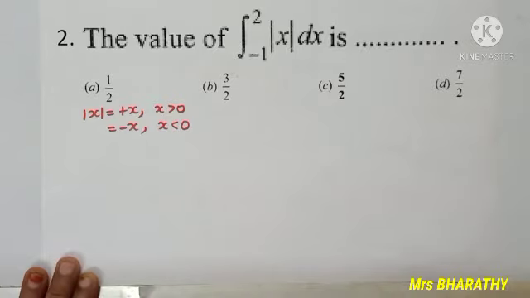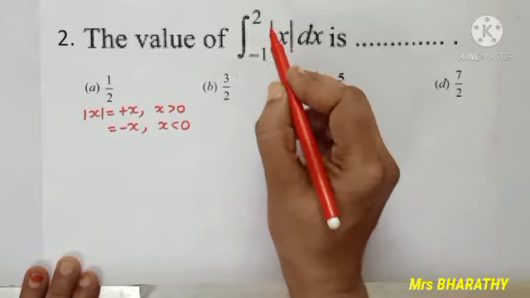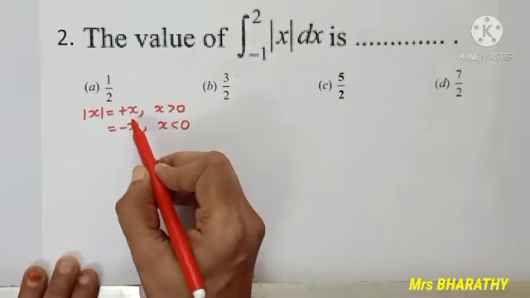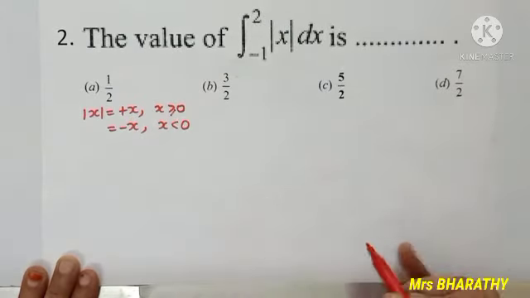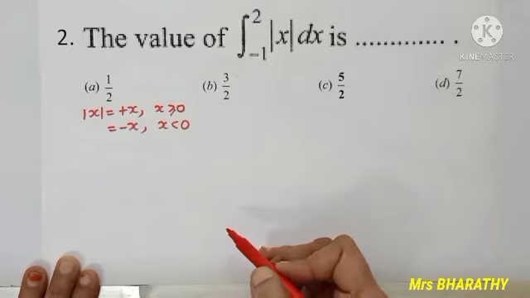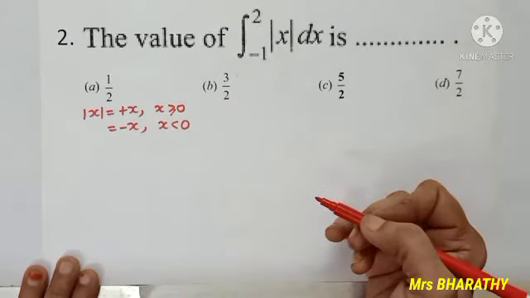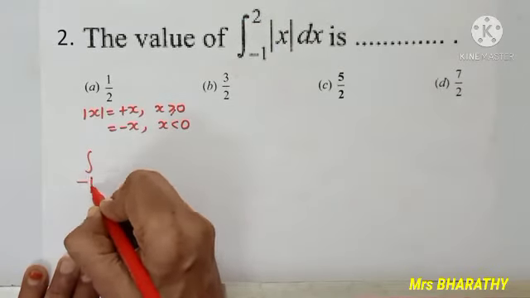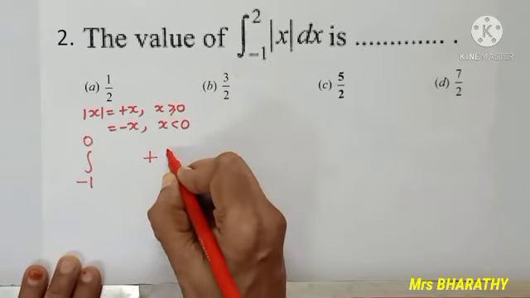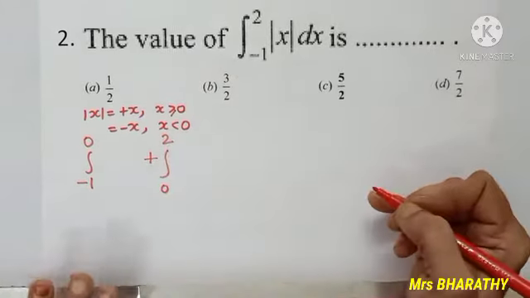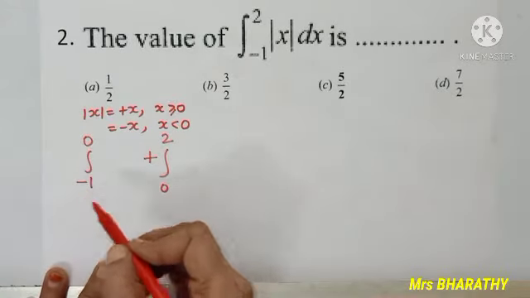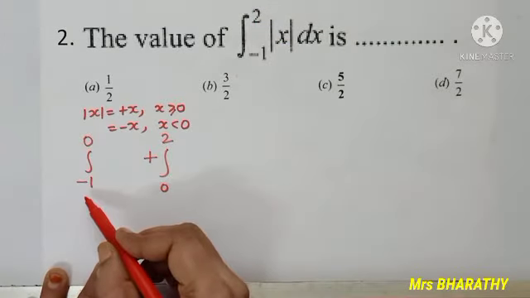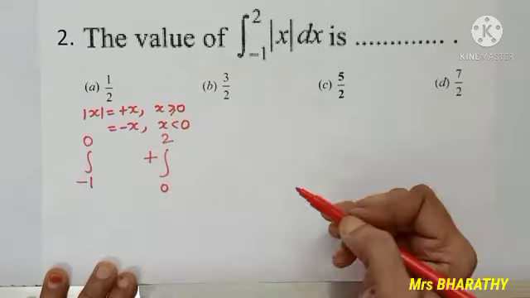Question number 2. The value of integral minus 1 to 2 mod x dx. Whenever I see modulus, remember the definition. When x is positive or equal to 0, it is plus x. When x is negative, it is minus x. The given integral limits, I can split as minus 1 to 0 plus 0 to 2, because below 0 it is negative and above 0 it is positive.